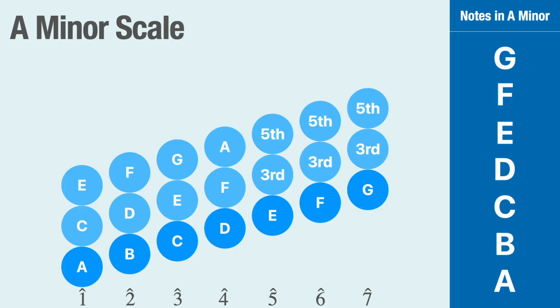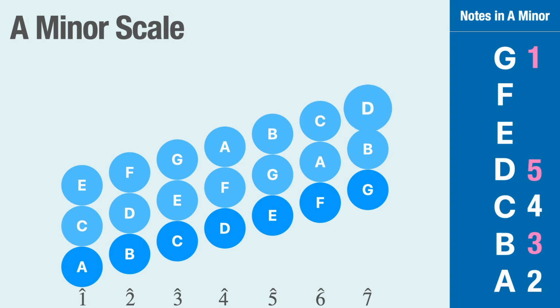Scale degree 5 is E. A third and fifth above are G and B. Scale degree 6 is F. A third and fifth above are A and C. Scale degree 7 is G. A third and fifth above are B and D.